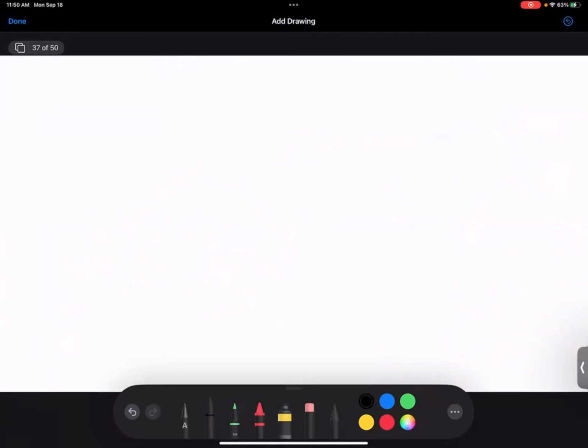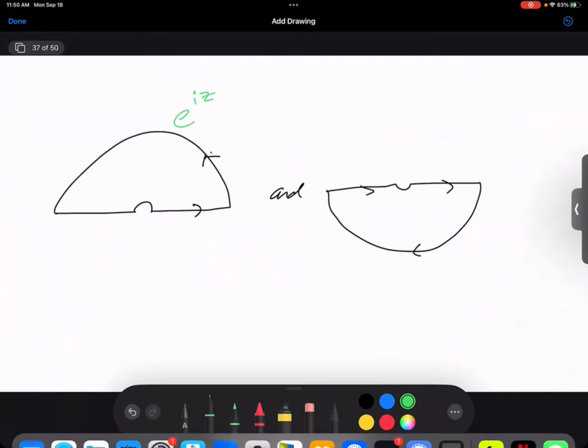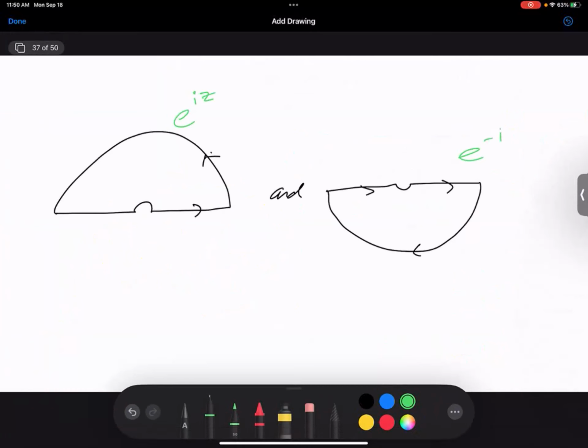And so this will be the last thing for today. So we have something like this, and something like this. And so for this one, this is what we use to handle the e to the iz term, because the e to the iz term is going to be fine. And this is what we use to handle the e to the minus iz term.